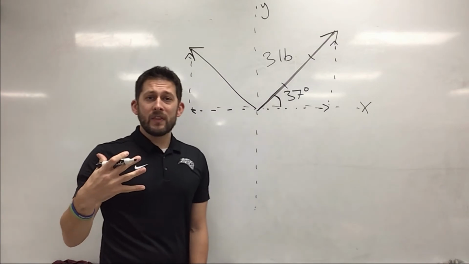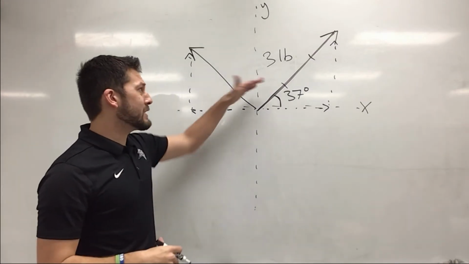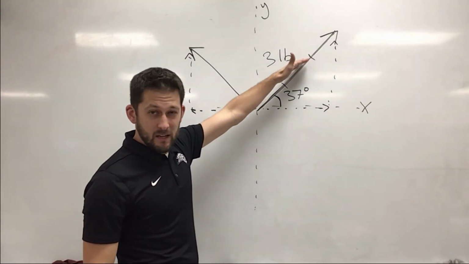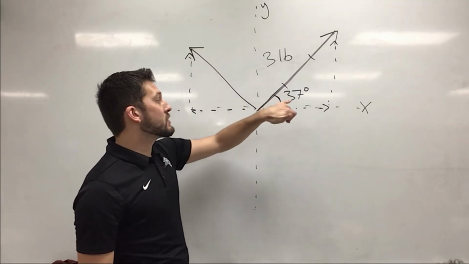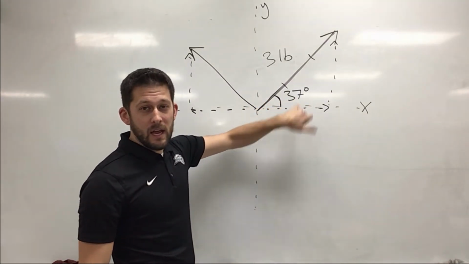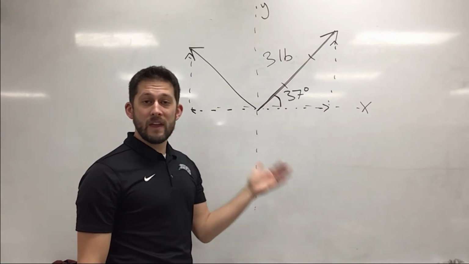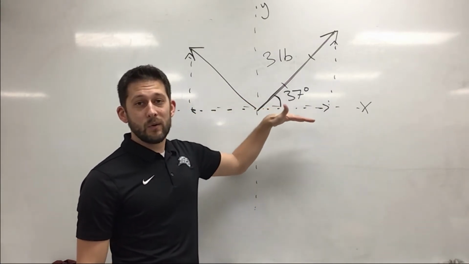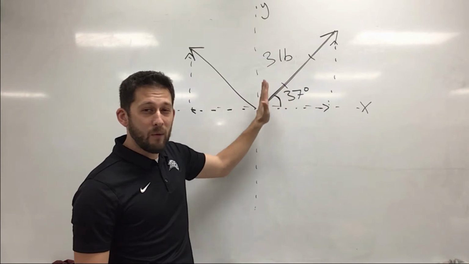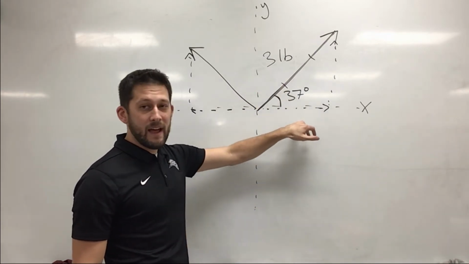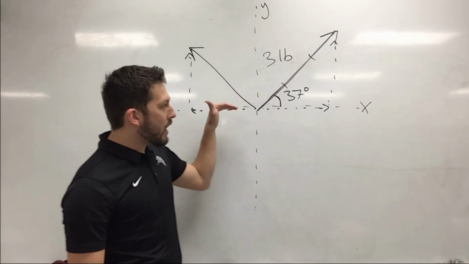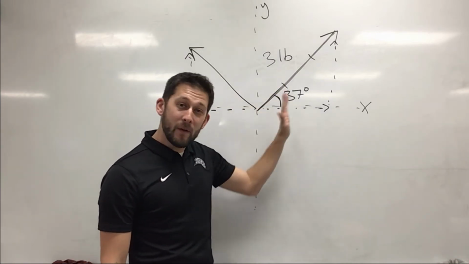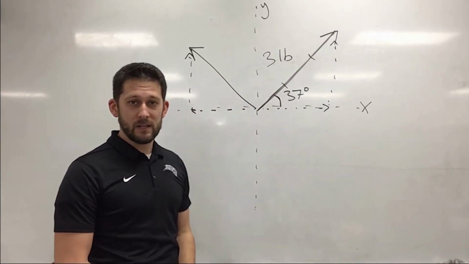So again, the three big things we need to take away are that the magnitude represents the size of our vector, in this case a force. The direction is in reference to one of the axes, so 37 degrees counterclockwise from my positive x-axis. And the third thing we need is the sense. What are the left and right and up and down pieces that we can break that vector down into?